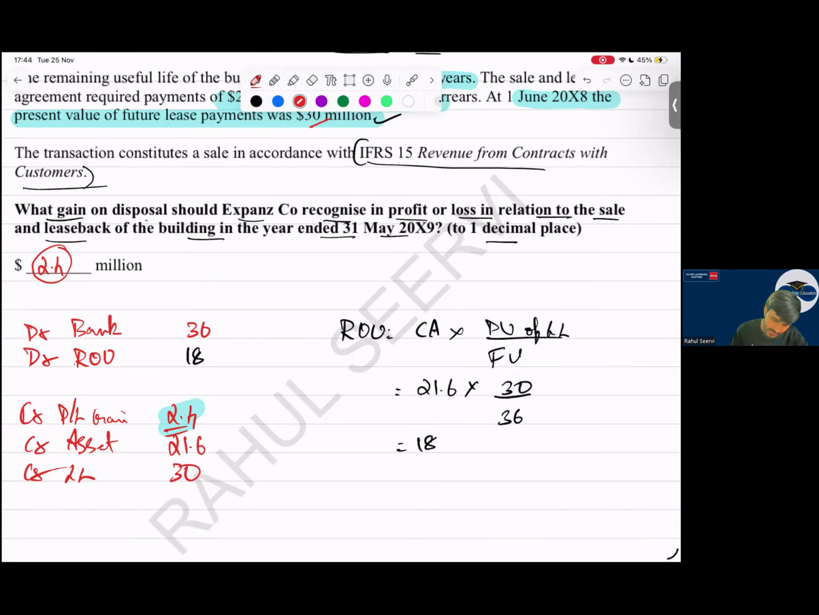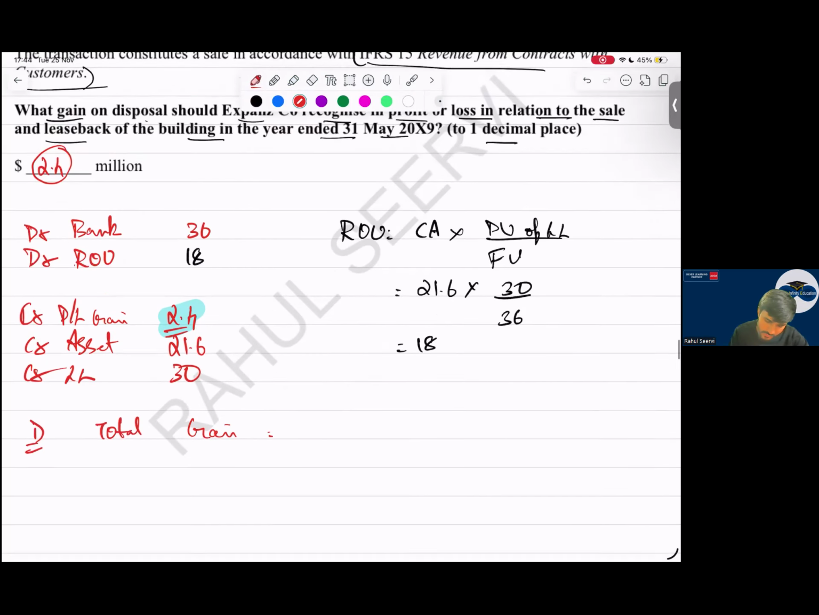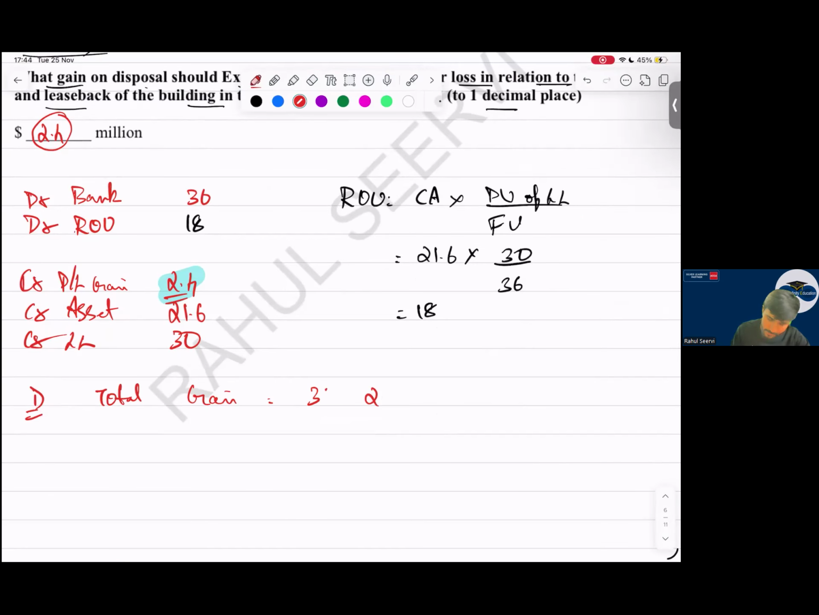So what is the other way, sir? Can you teach the other way? Yes, the other way was what? Total gain. What is the total gain, everyone? So the total gain was 36 minus 21.6. It is 14.4. Can I say this is the total gain?